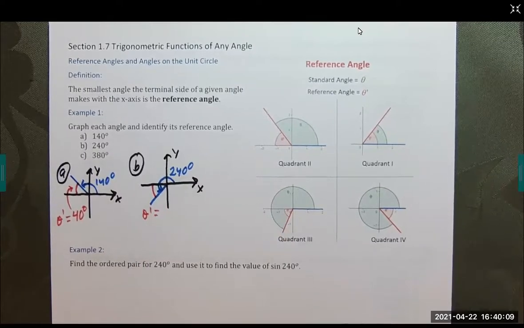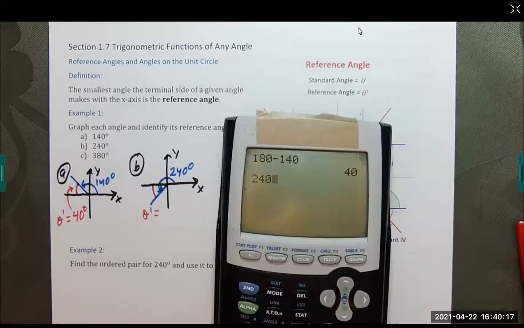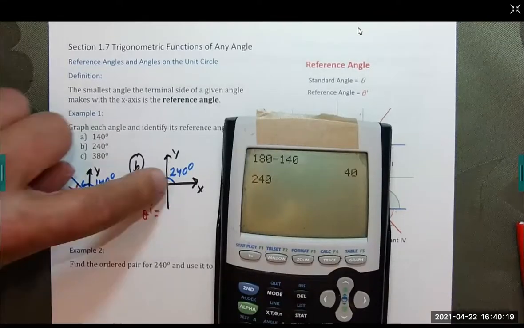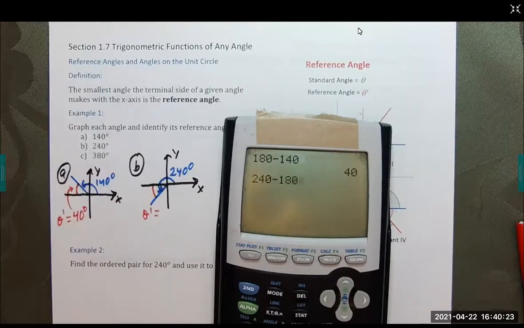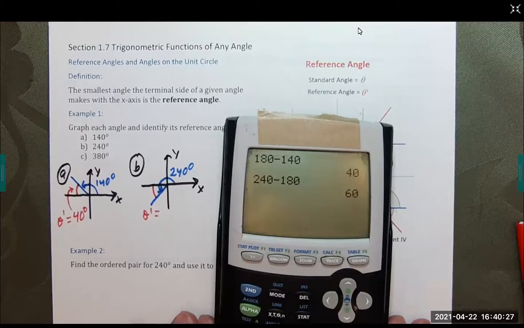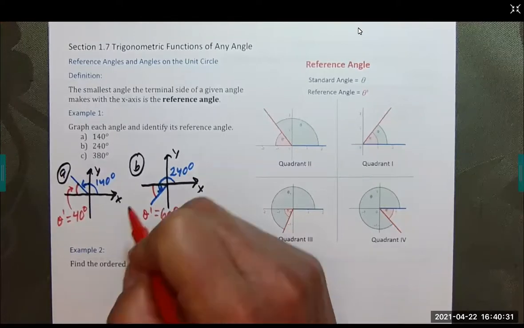What I'm going to do is take 240 degrees and subtract 180 from that. 240 degrees, all of that minus the 180, and that's going to leave me with the red. So our reference angle in this case is 60 degrees. That's right there.